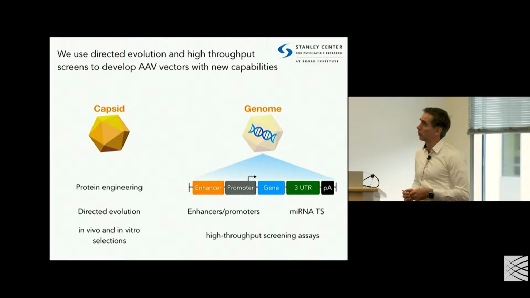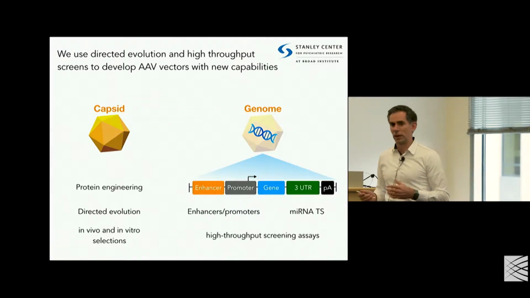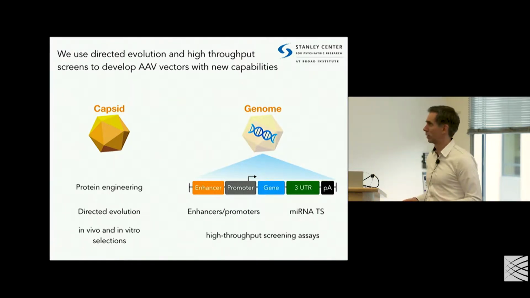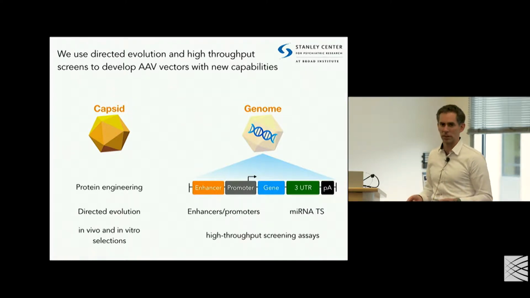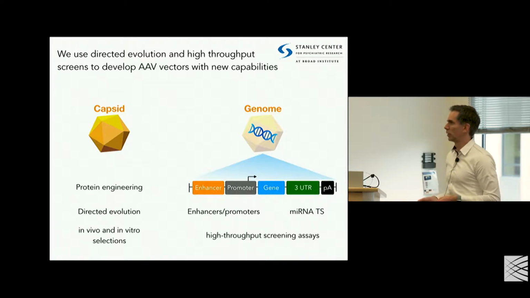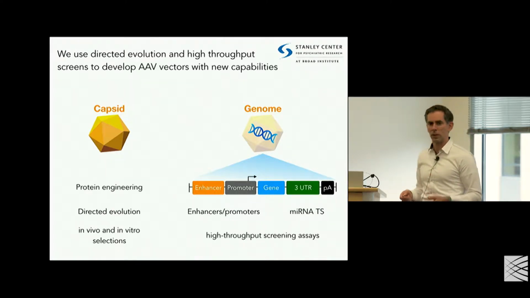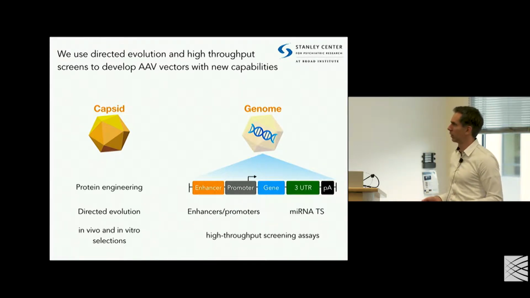And so our group and others are trying to engineer viruses to make them better carriers of these genes. We do this by working at two levels. We engineer the capsid, the protein coat of the virus that protects the genome and delivers it to where you want it to be delivered. We use protein engineering and in vivo and in vitro screens and selections to try to find viruses that are better than what nature has given us.